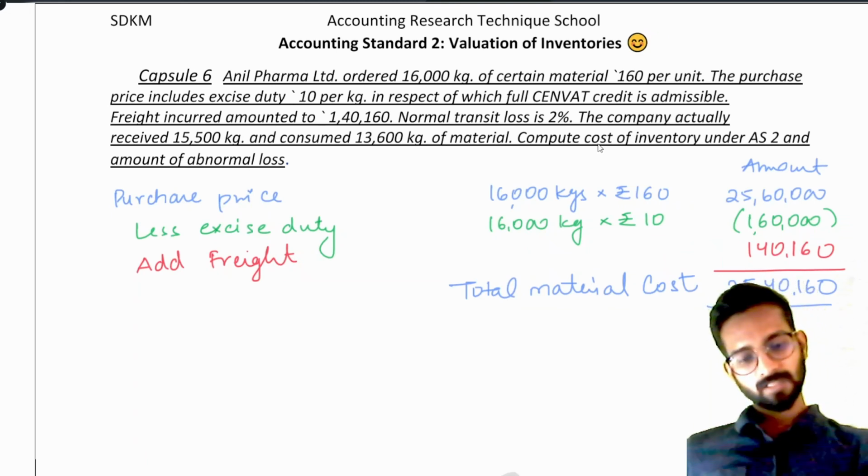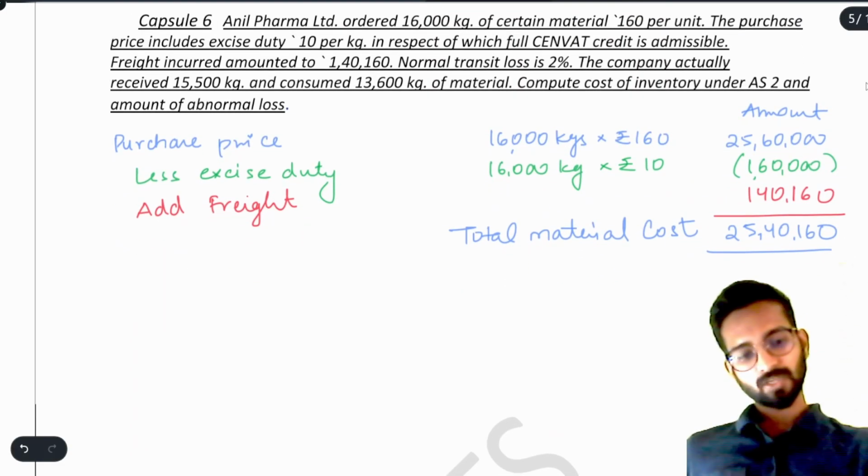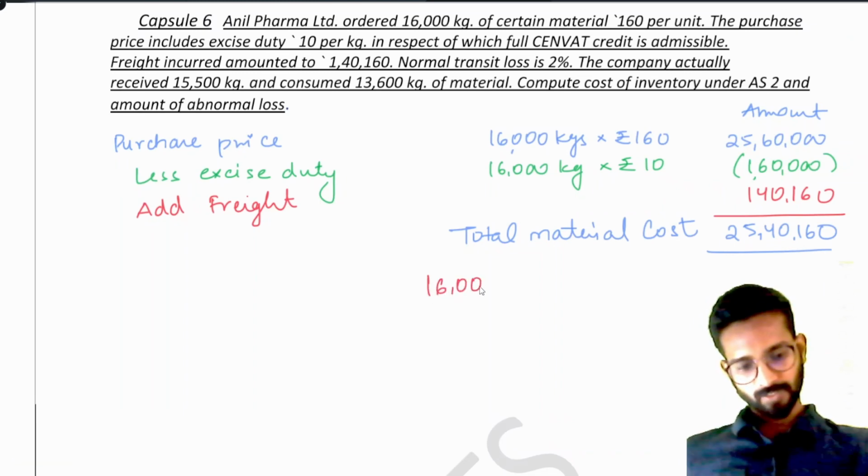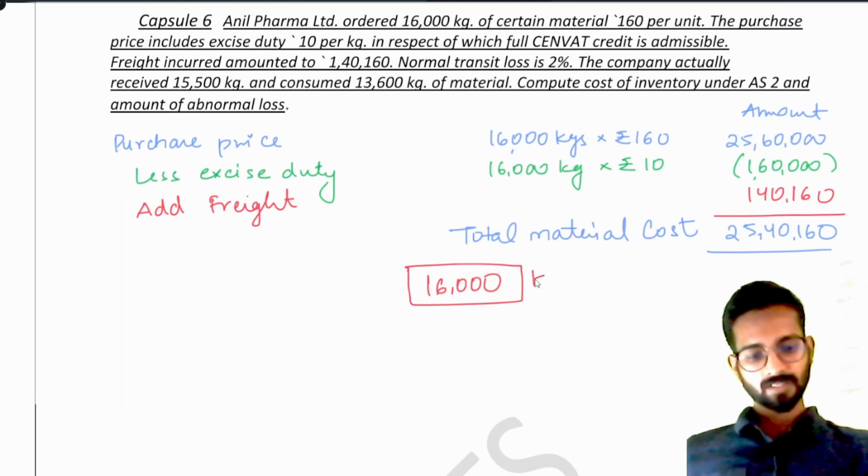Now what have they asked? They have asked compute the cost of inventory. First understand how many kilos we purchased. You will say, sir, we purchased 16,000 kilos. Okay, 16,000 kgs was our purchase.